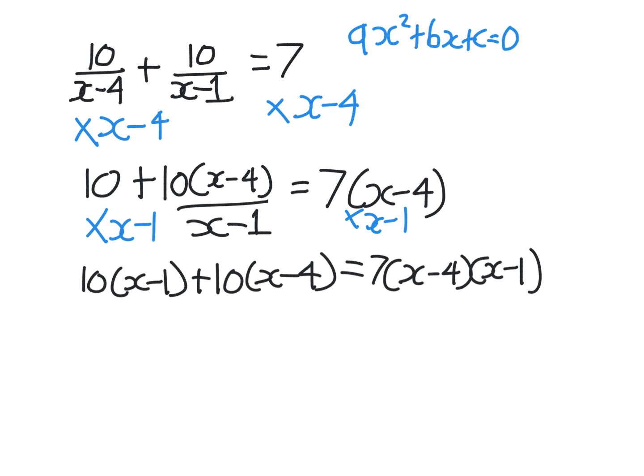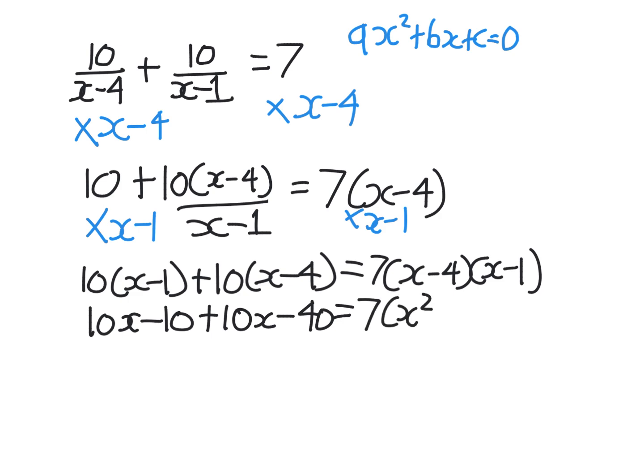The problem is we still don't have one side equal to 0. So to get one side equal to 0, I'm going to have to expand everything and then get everything to one side. So 10 times x minus 1, 10 times x minus 4 gives us this. All right, let's expand this. So this will be 7x squared minus 5x plus 4. I'm hoping that you can use FOIL to expand these brackets nice and quickly.